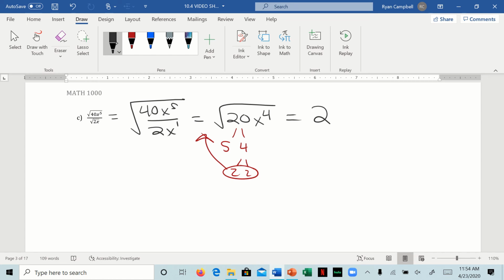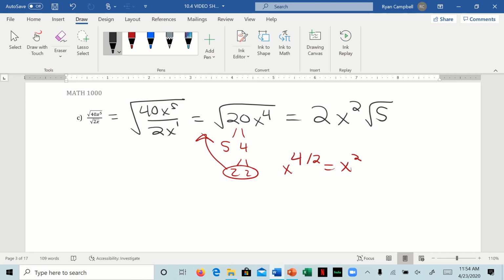We can break up this x to the 4th into 2 groups of 2, right? So essentially what happens is you can just do x to the 4 divided by 2 to get x squared, right? And then we have the square root of 5 back on the inside.